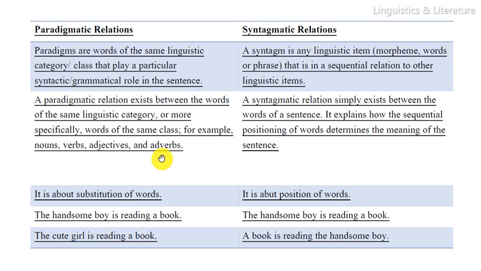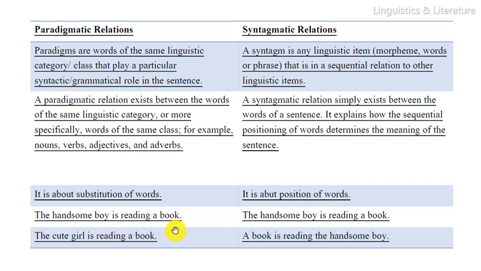For example, the paradigmatic relations: the handsome boy is reading a book, or we can say the cute girl is reading a book. So the noun phrases the handsome boy and the cute girl are in a paradigmatic relation to each other.